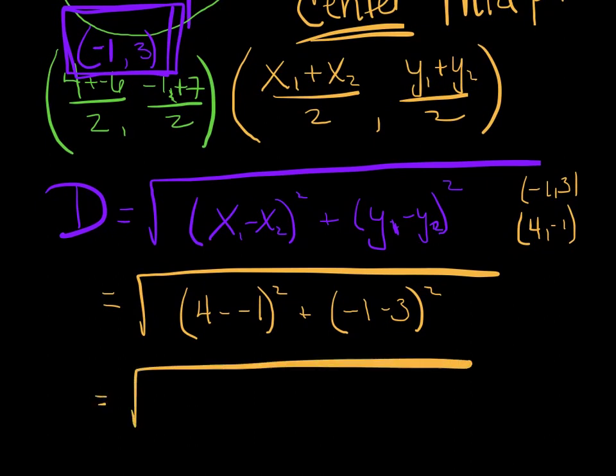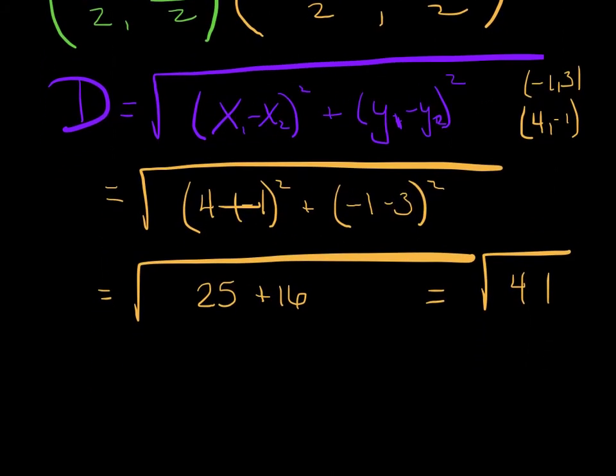So 4 minus negative 1 is 5 squared, that's 25. Negative 1 minus 3 is negative 4 squared, that's 16. So that's going to get me the square root of 41. Now we're ready to put it all together.